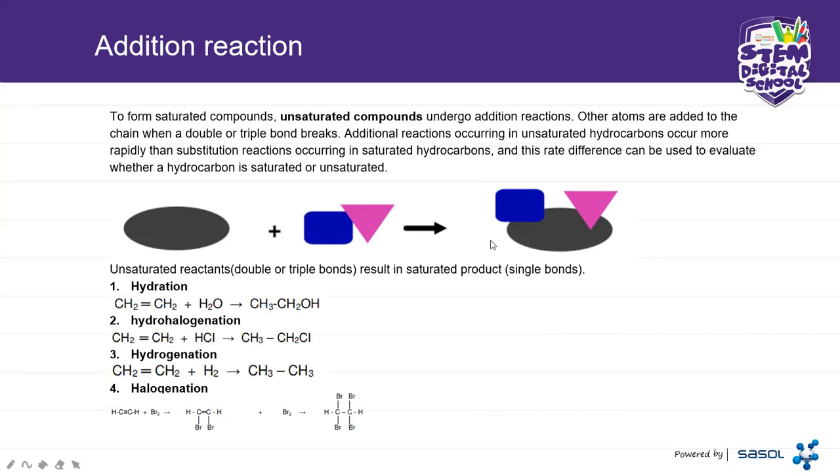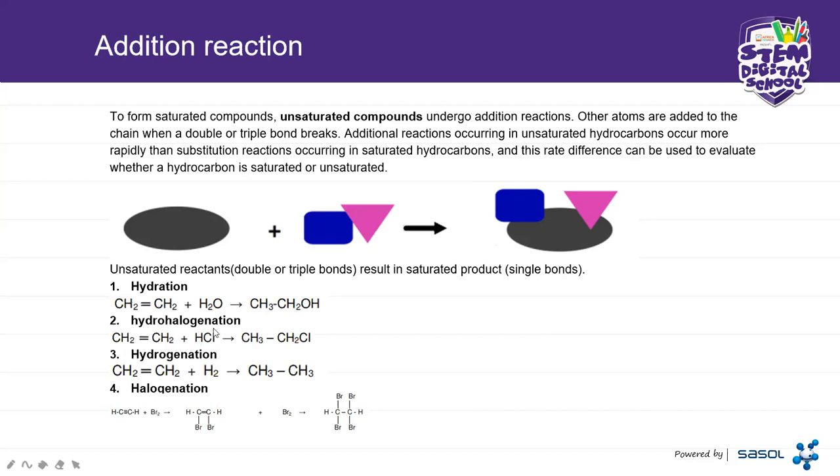Okay, so now we move on. If you check here, you can see what's happening. You took these two and you added them into one molecule. So it says unsaturated reactions, double or triple bonds, result in a saturated product, which is our single bonds.